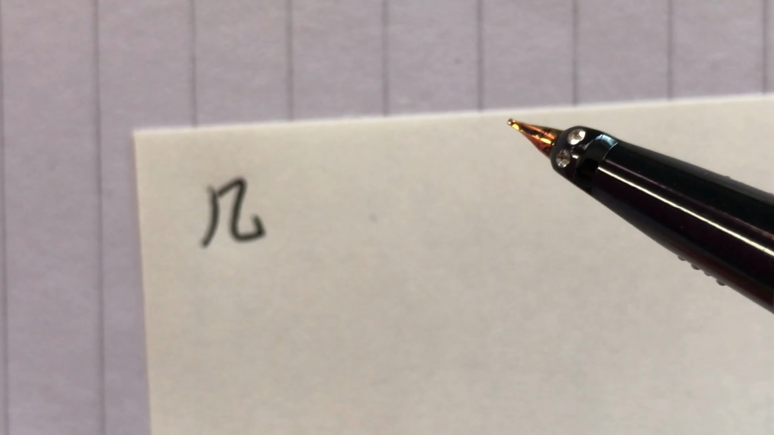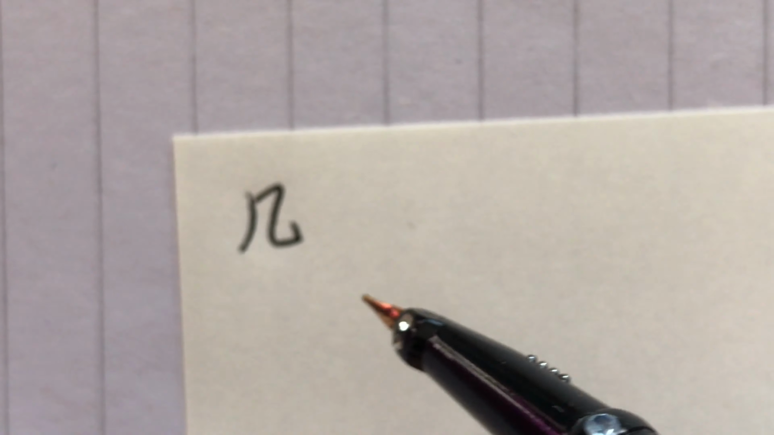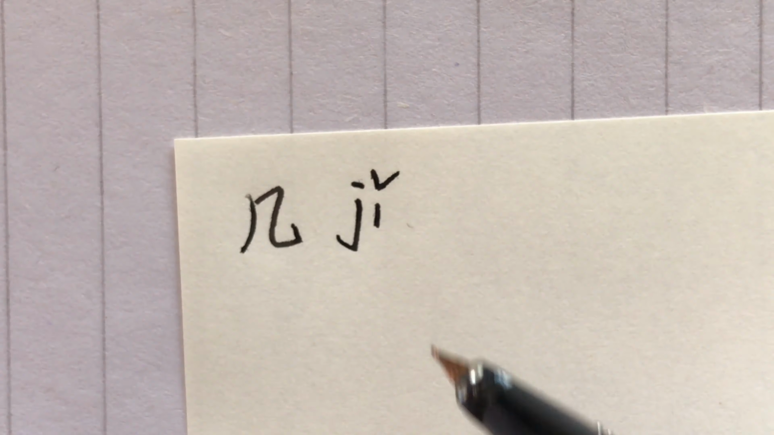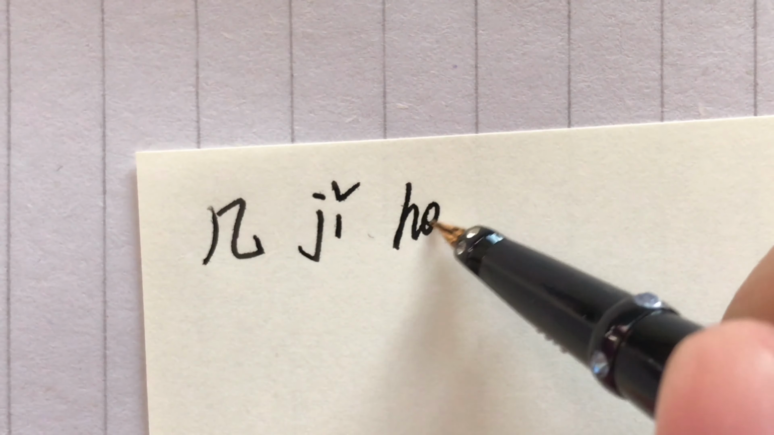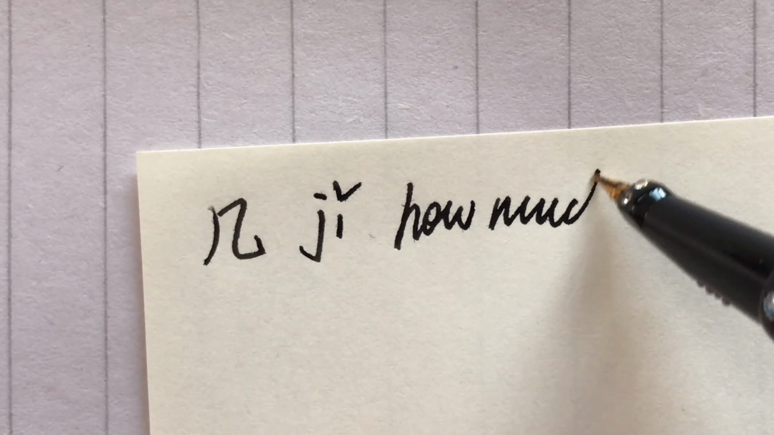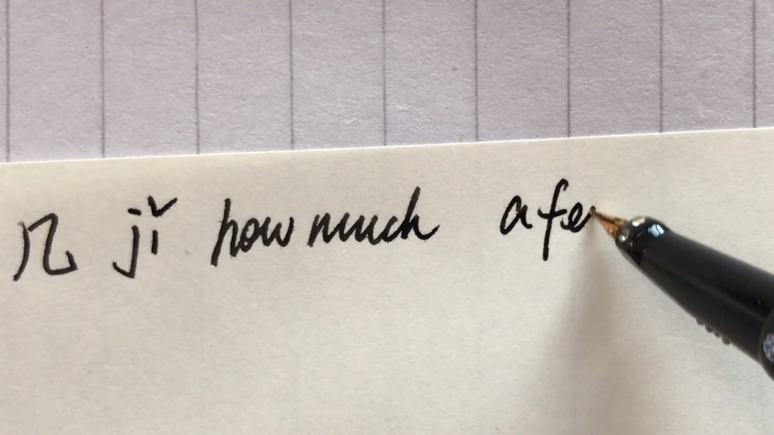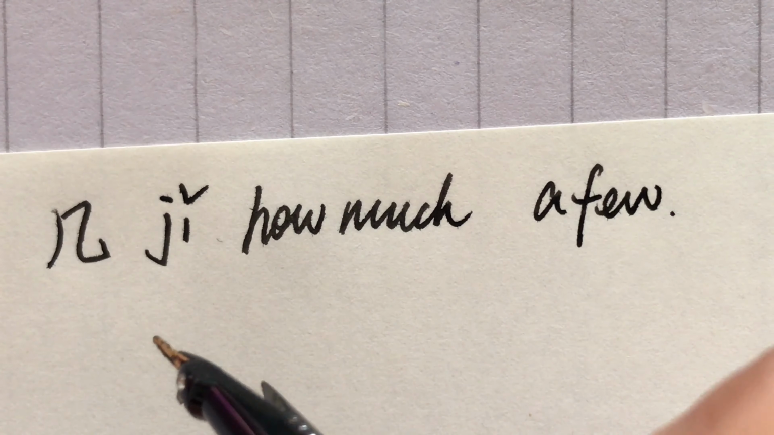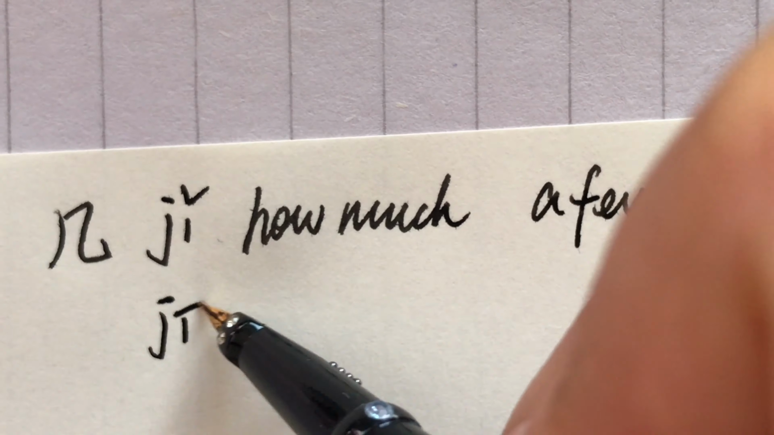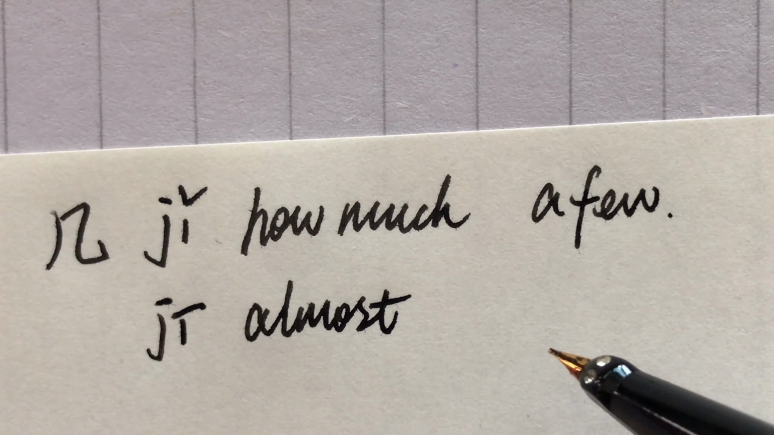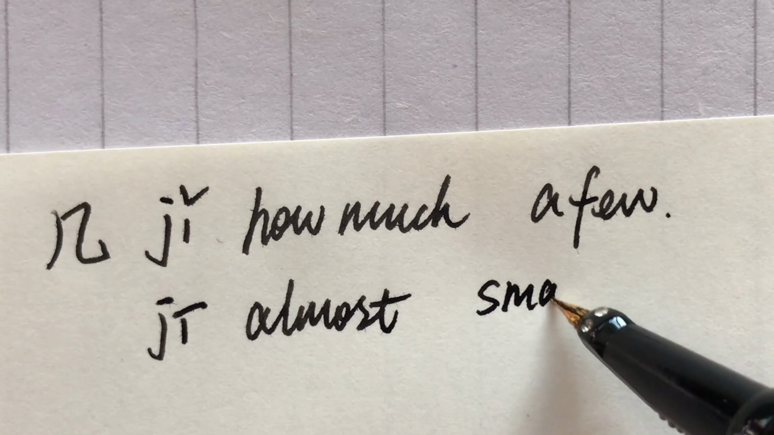This is a polyphone. 几. How much? How many? A few. As 几 means almost. Small table.